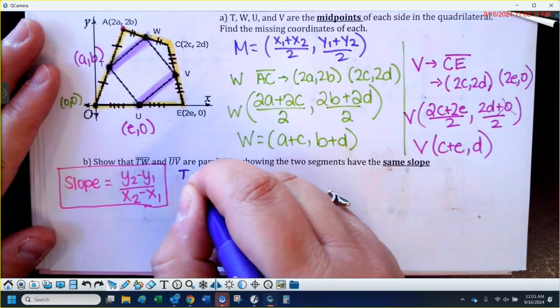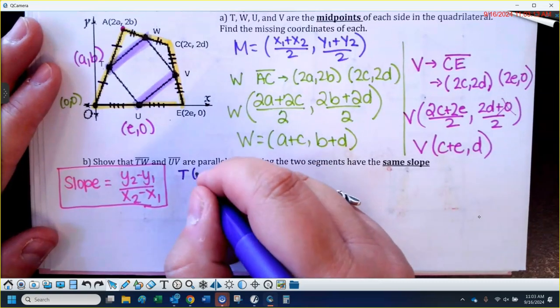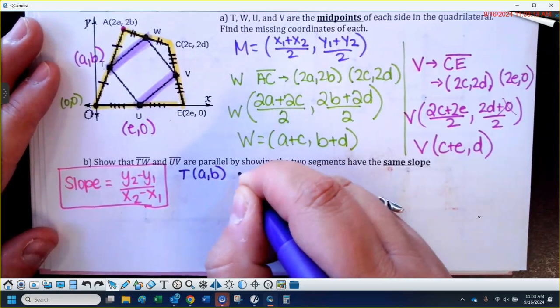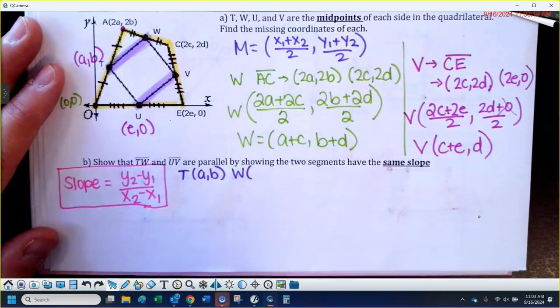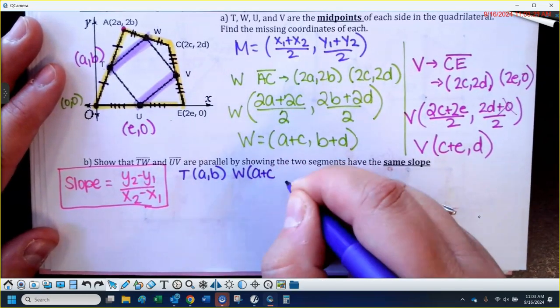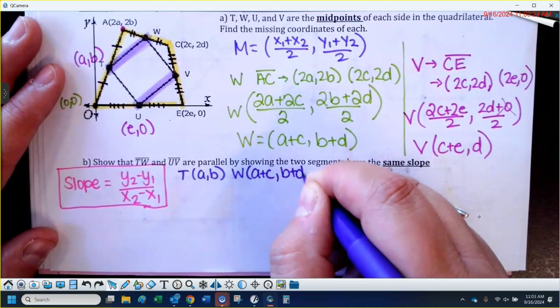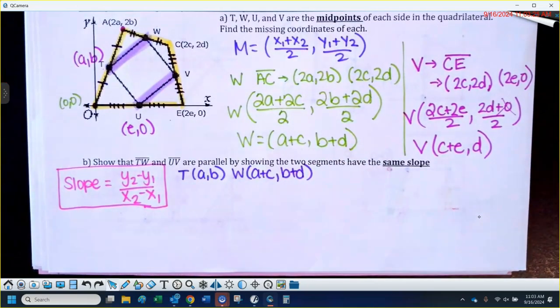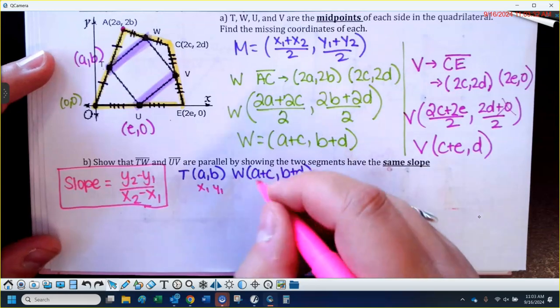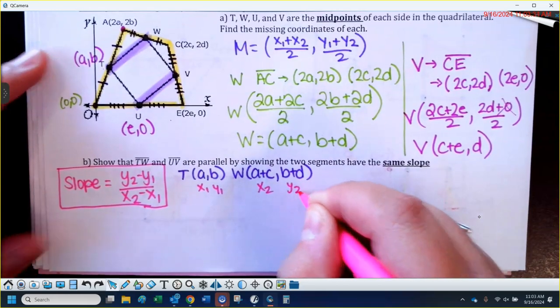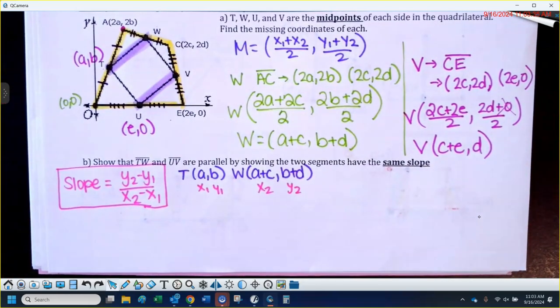So the point T, let me write it down real quick, was A comma B. And the point W was, let's see, what did we write down? A plus C comma B plus D. I'm just going to apply this formula for slope. That's all I'm going to do here. I'm going to call x1, y1 for T, and I'm going to call x2, y2 for W. This is going to look weird, but it's actually going to simplify to be a nice value.